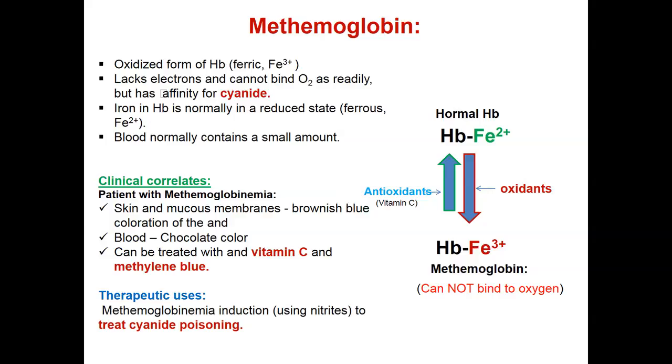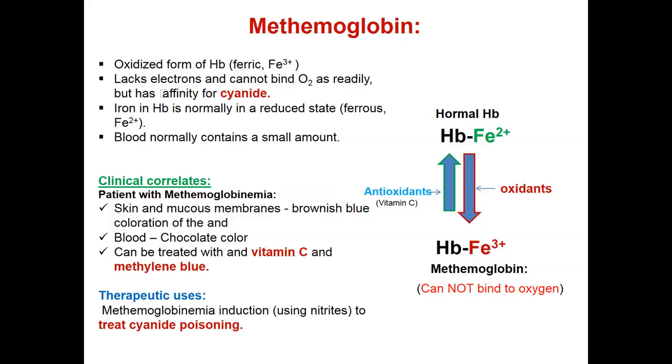This is called methemoglobin, and you can treat it with vitamin C, an antioxidant, or methylene blue. Then you can reverse it back to the reduced form, and then it can start binding oxygen again, okay? And it's commonly used in medicine. People who have methemoglobinemia, you can treat them with methylene blue or vitamins and so forth. But this technique is also used sometimes for cyanide poisoning, okay? You're probably going to hear more about it.